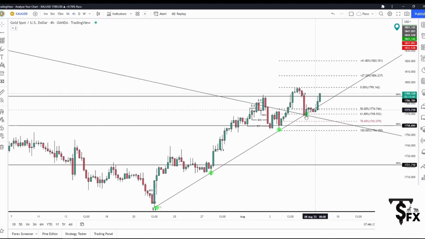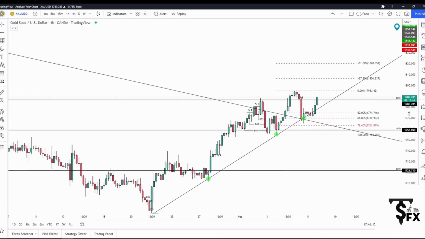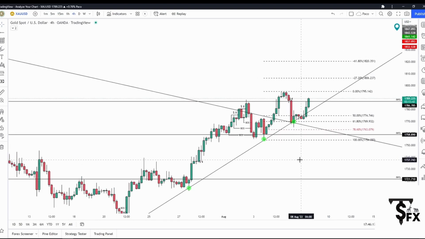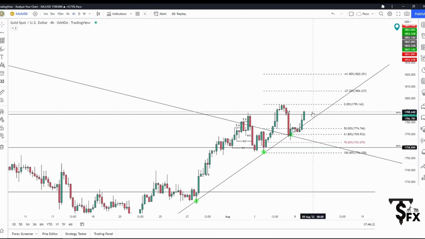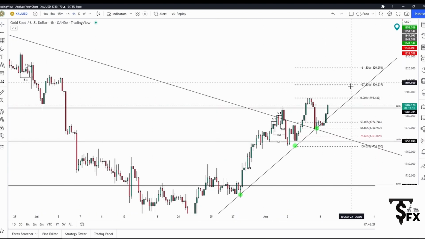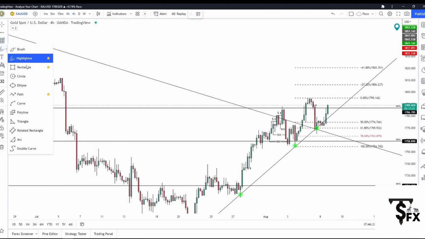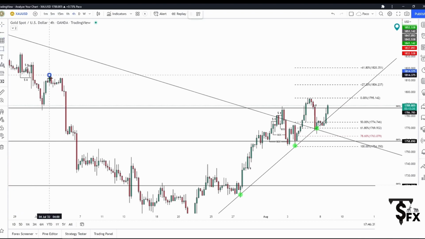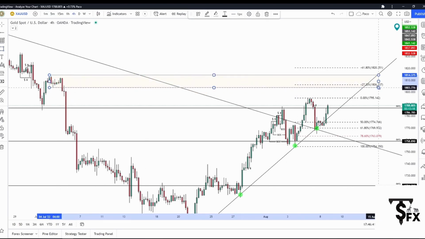But on this point on the trend line there is no candlestick formation that tells us to buy. But nevertheless we expect the new bullish movement of the price. Something to the minus 27.2 on the Fibonacci. And this is somewhere near this supply zone over here.